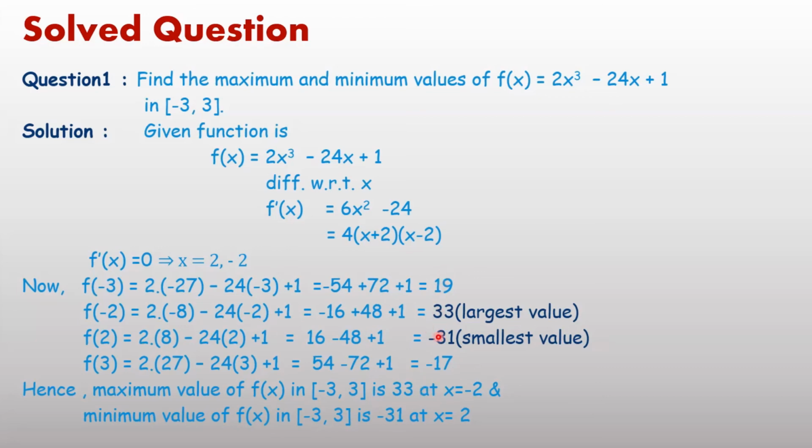Out of these 4 values, easily we can confirm 33 is the maximum, the largest value. Therefore, the maximum value of f(x) in the closed interval is 33 at x = −2. And the minimum value is −31, which is at x = 2. In this process, we can find the maximum and minimum value of a function in a given closed interval.